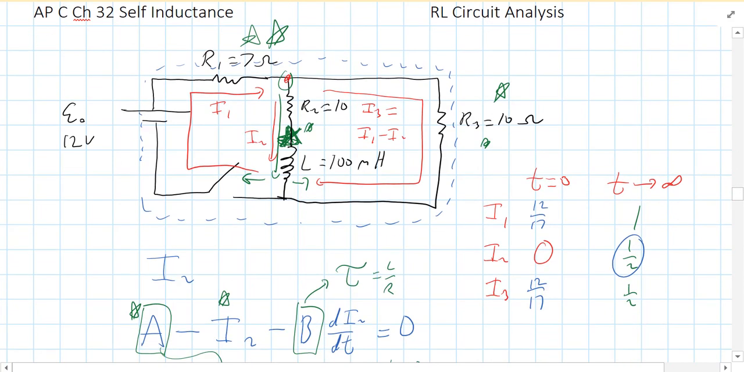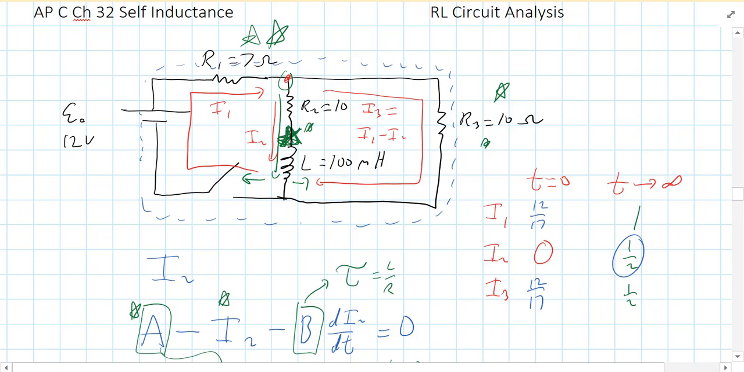When after a long time, the voltage should be zero. The inductor acts like a wire. So whatever function we get, it should be zero after a long time. But what about when you first close the switch? Well, when you first close the switch, no current should flow through here at all. Okay. So the current's going to flow around the outer loop.